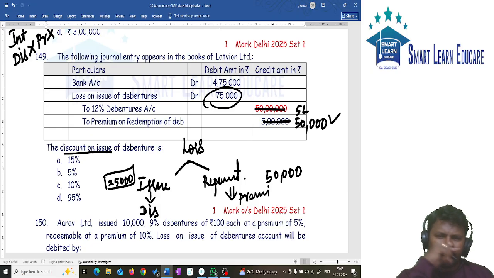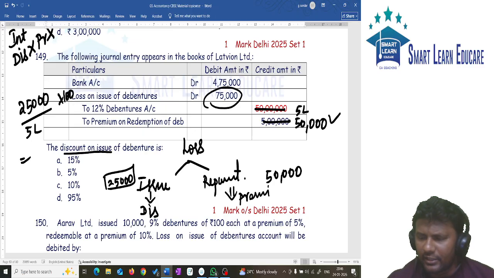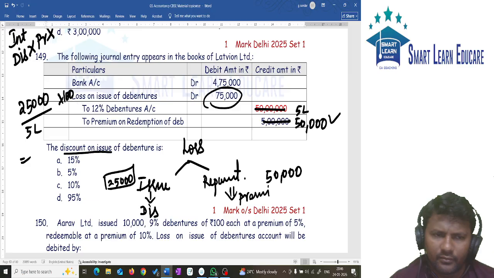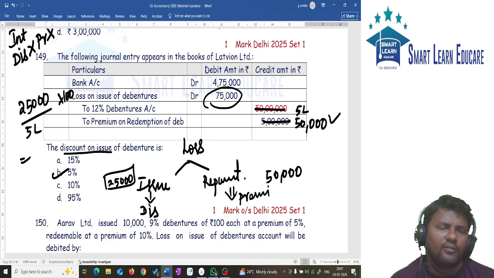Now we need to find this as a percentage. It is 25,000 out of 5 lakh into 100. Since we are writing the answer in percentage, it is 25,000 divided by 5 lakh into 100. You will be getting 5%. So the answer is 5%.